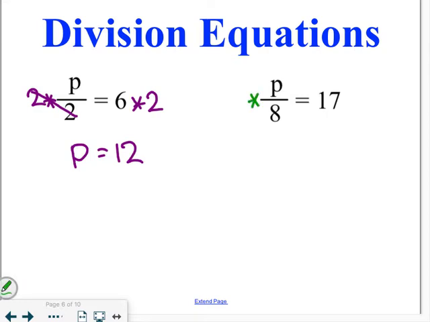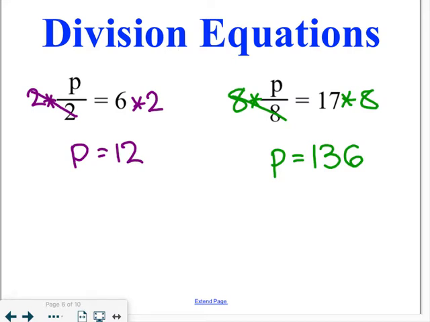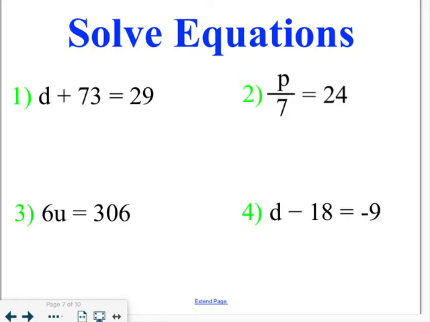Same thing happens with the next problem. We need to undo to solve. Multiplying by 8 on both sides gives us p is equal to 136. So the key thing here is that you are undoing the operation by using its inverse.